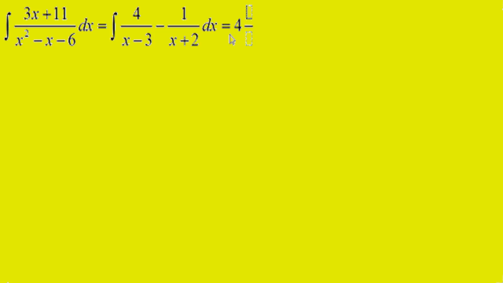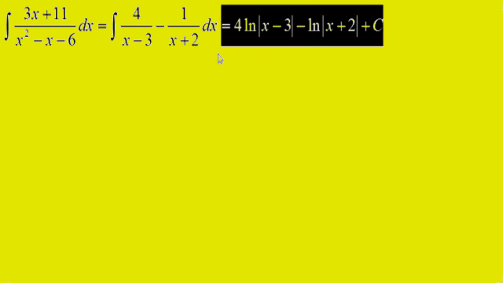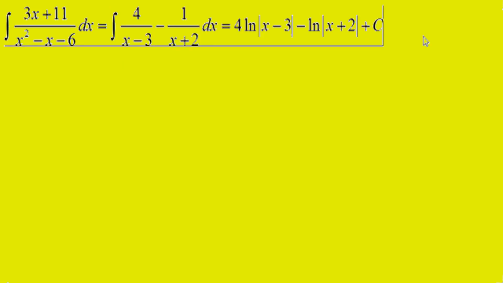They're just the ln of the absolute value of x minus 3, and then we have minus ln of the absolute value of x plus 2, and then plus c. So not bad at all once you decompose them. The question is, how do you decompose them?